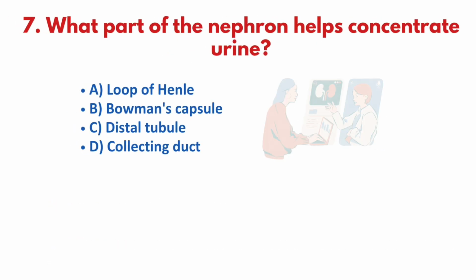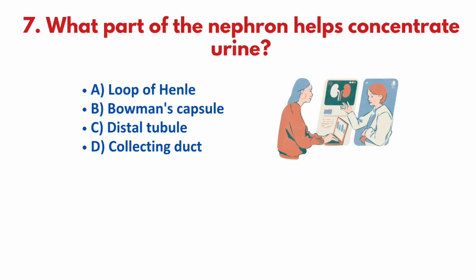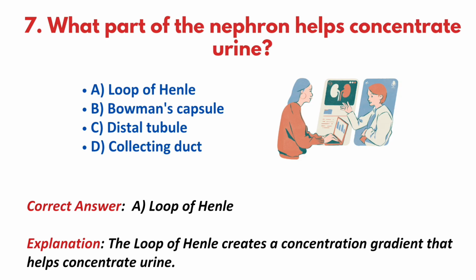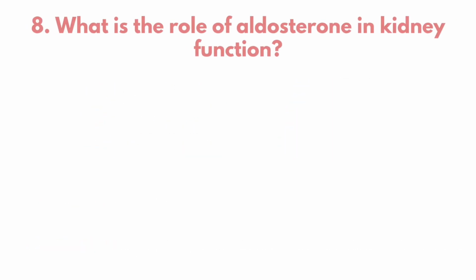Next question. What part of nephron helps to concentrate the urine? Options are loop of Henle, Bowman's capsule, distal tubule, and collecting duct. And the correct answer is option A, loop of Henle. A loop of Henle creates a concentration gradient that helps to concentrate the urine. So the correct answer is loop of Henle, option A. Moving towards the next MCQ.